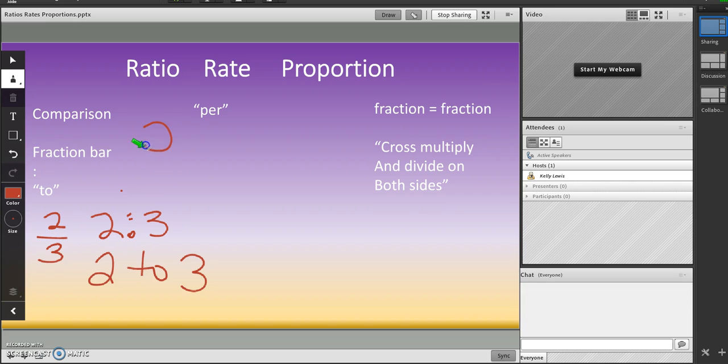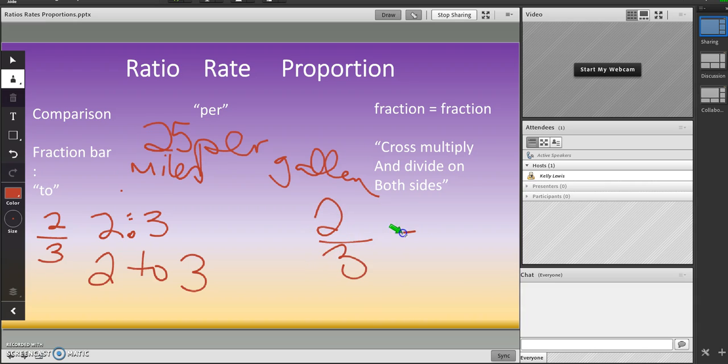A rate is per, like 25 miles per gallon. And then a proportion is a fraction equals a fraction. So, 2/3 equals some number over 9. And then you would solve it.